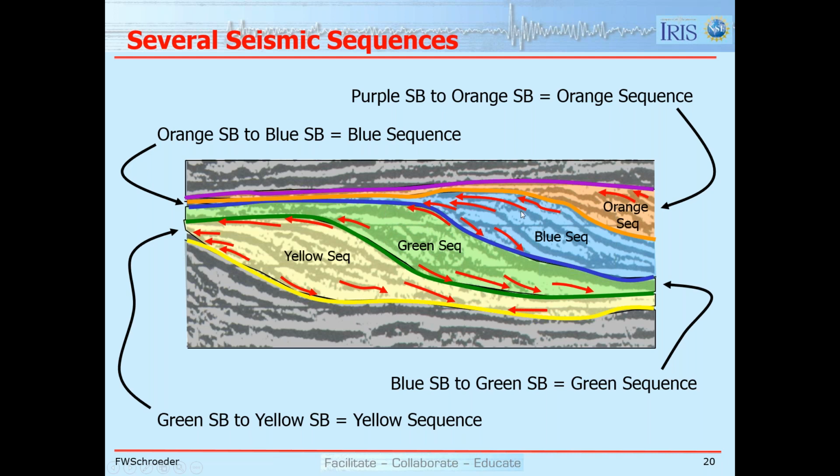Here's a blue boundary, so this would be the blue sequence, and an orange sequence boundary, so this would be the orange sequence. I'll be talking about the depositional model that Exxon colleagues put together and published a number of years ago. When I get to that discussion, it will become clearer why we have this convention of using the color at the base to define the sequence, as opposed to the color at the top.